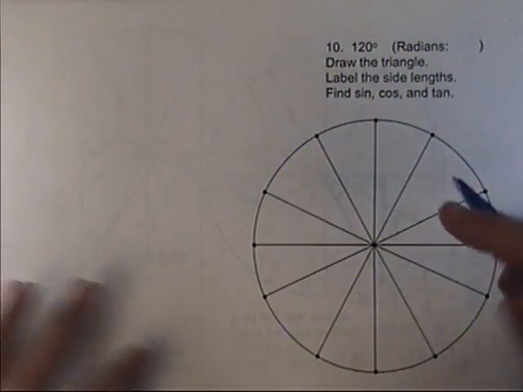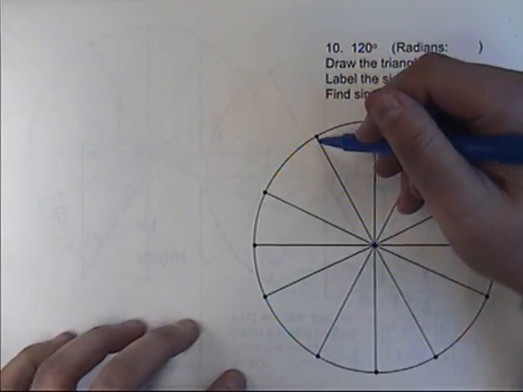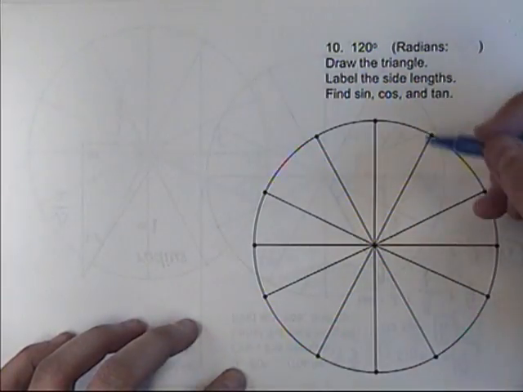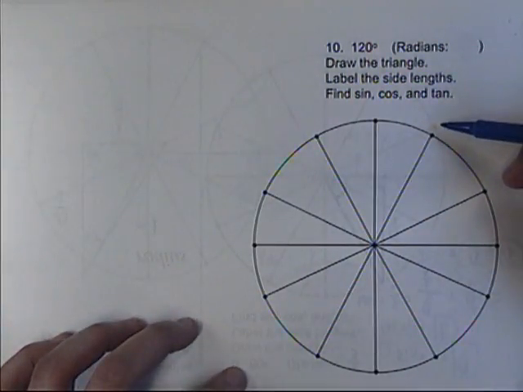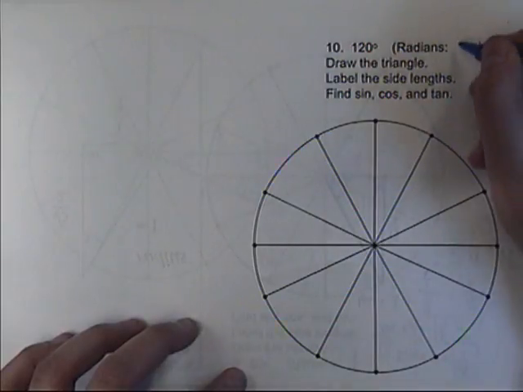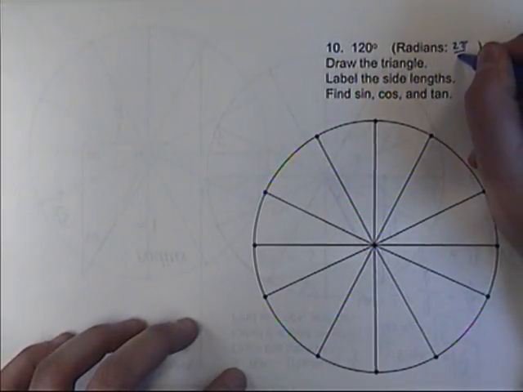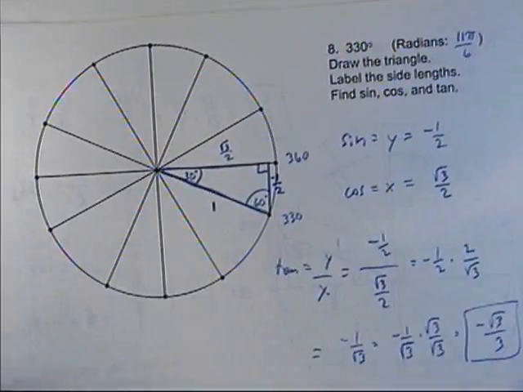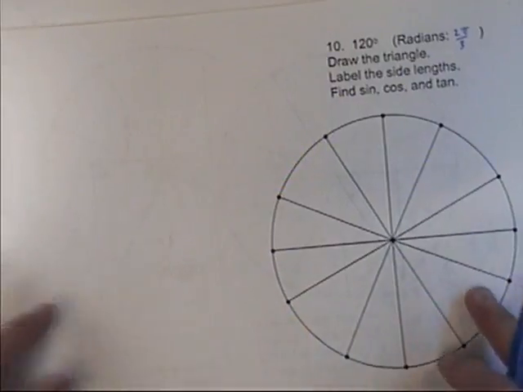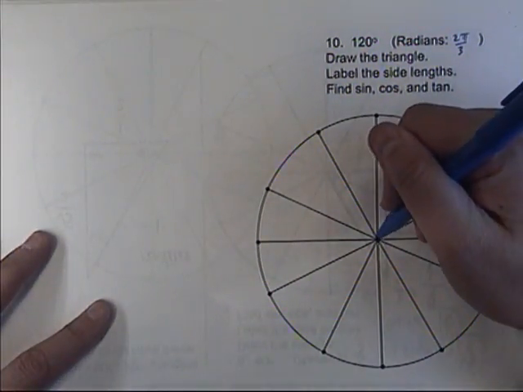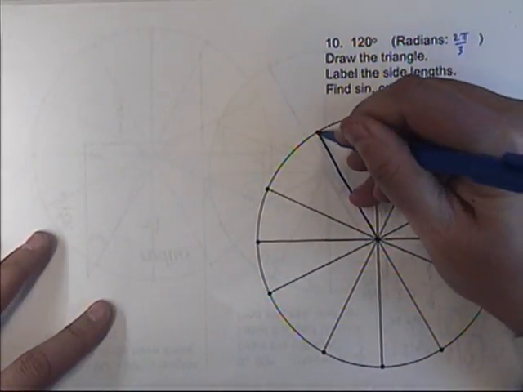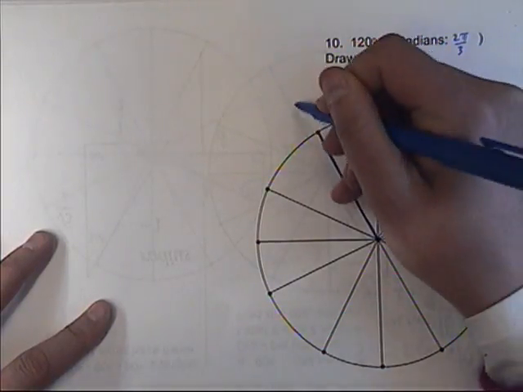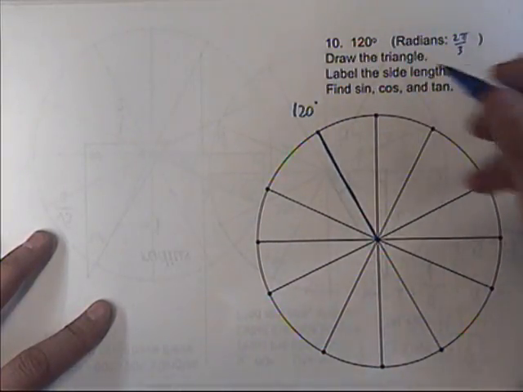120 degrees is right here. And how many radians would that be? Well, this is pi over 3. That would be 2 pi over 3. So, right here is our spoke for 120 degrees, otherwise known as 2 pi over 3.